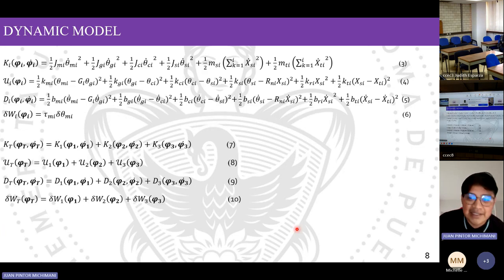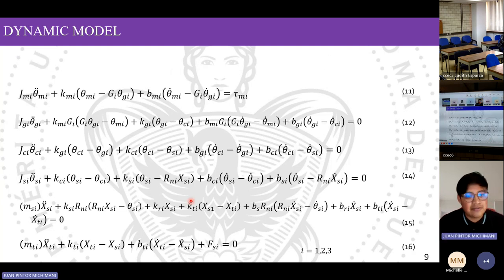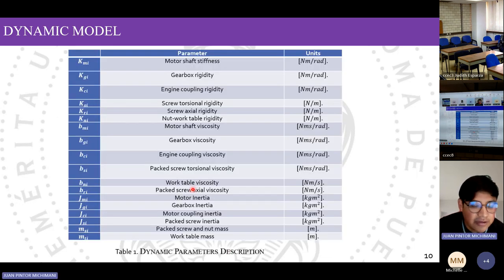Thus, we calculate the kinetic energy and all the energies. We apply the Lagrange equation and derive the dynamic model for the CNC robot. Finally, we obtain 6 differential equations that describe the behavior of the robot. These 6 equations are the same for all the 3 axes of the robot, differing only in the values of the parameters. In this table, we show the parameters of the robot.